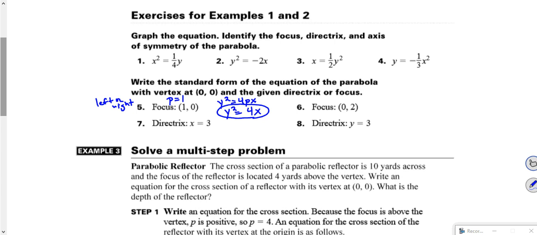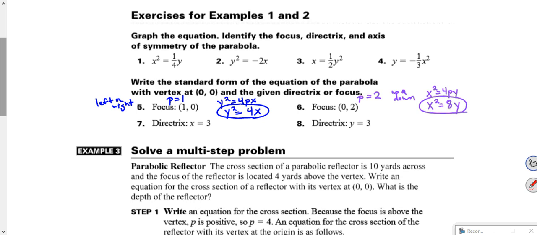Number 6. Again, here my p equals 2. But think about where the point 0, 2 is. 0, 2 is on the y-axis, so that means it's an up or down parabola. If it's up or down, that means it's x squared equals 4py. Well, if my p is 2, then x squared equals 8y. So I'm always asking myself, up or down, left or right? Up or down is x squared, left or right is y squared.